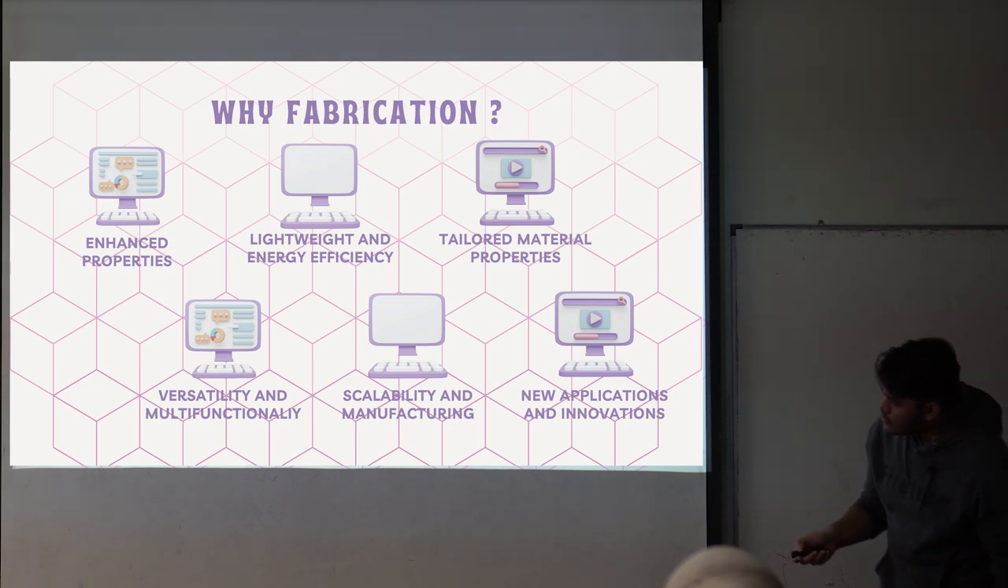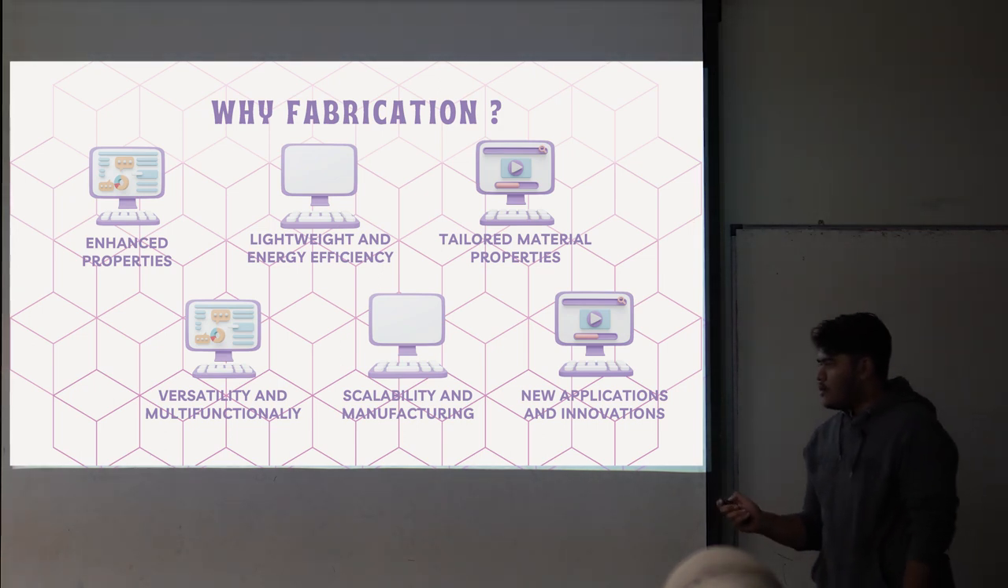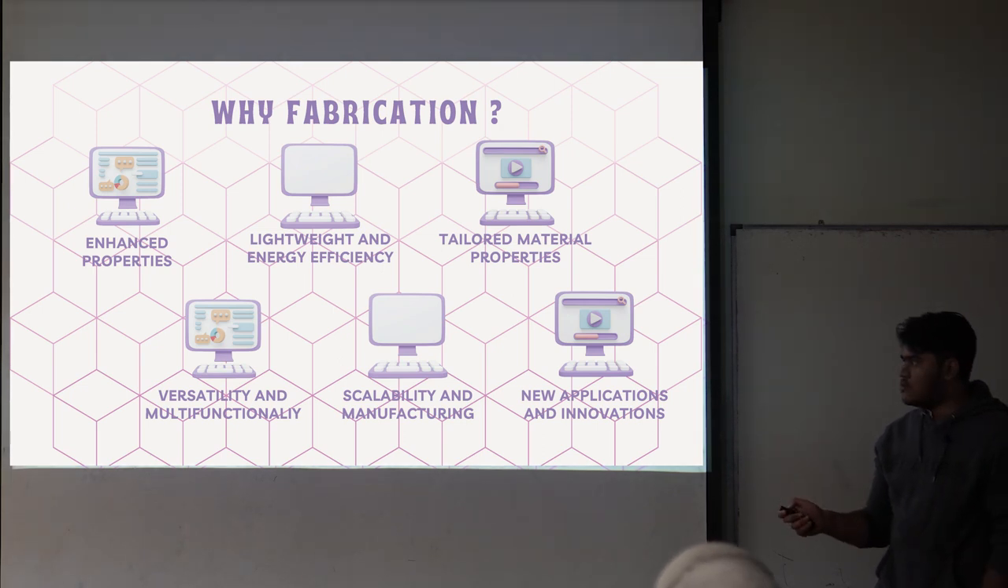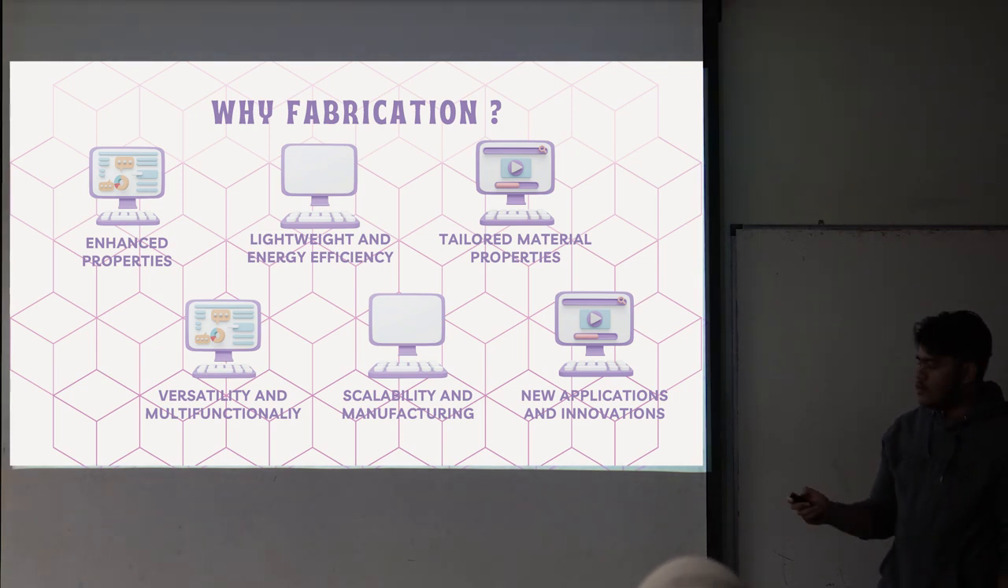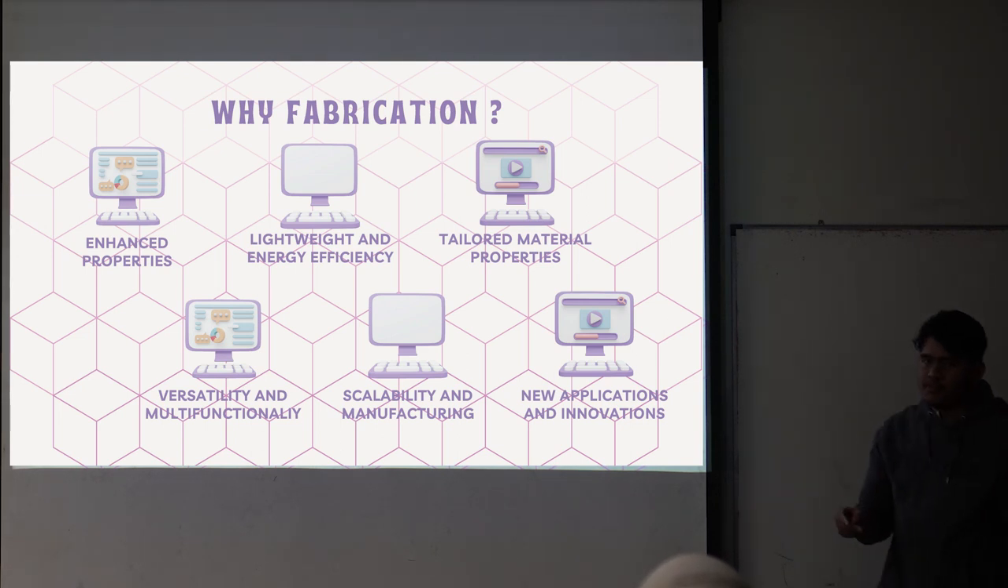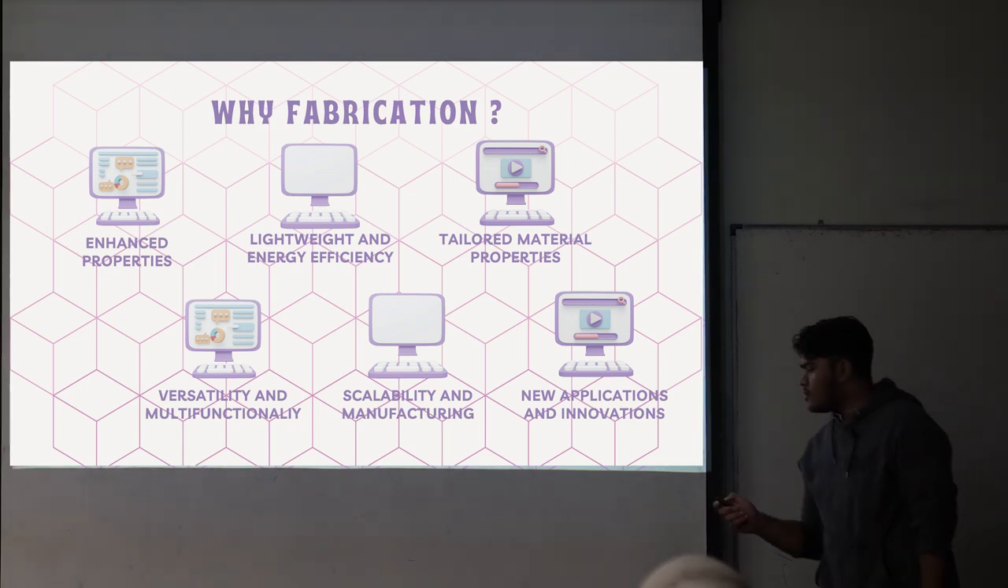And the fourth one is versatility and multifunctionality. When you have a nanomaterial that combines with other nanomaterials and produces a nanocomposite, the nanocomposite will have simultaneous multifunction. Basically, it will have two different functions in the same composite because you already combined it.